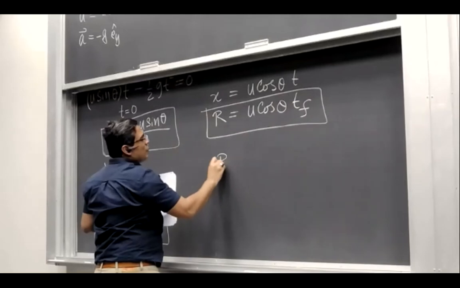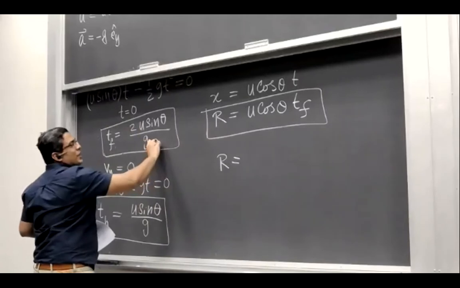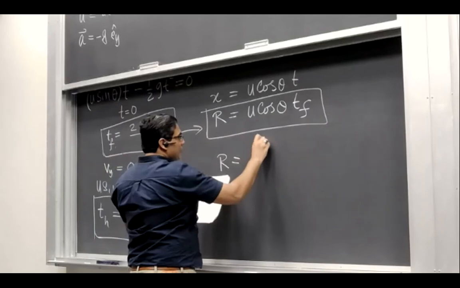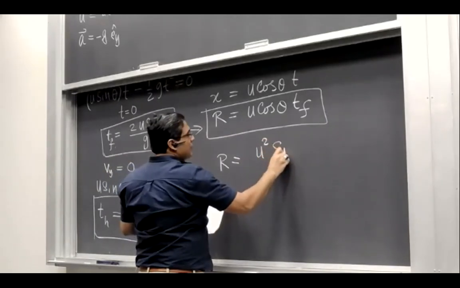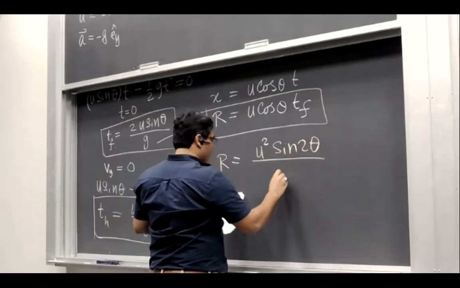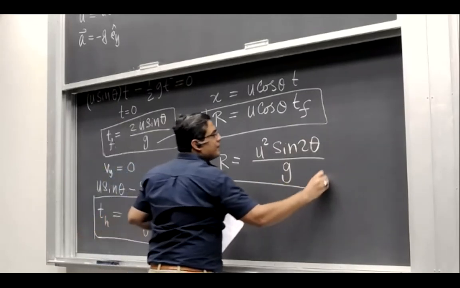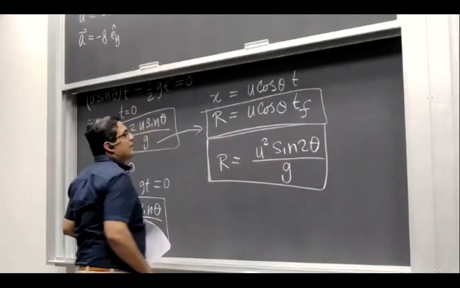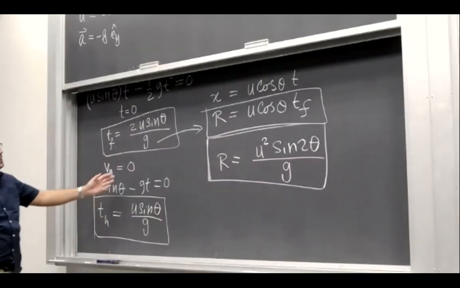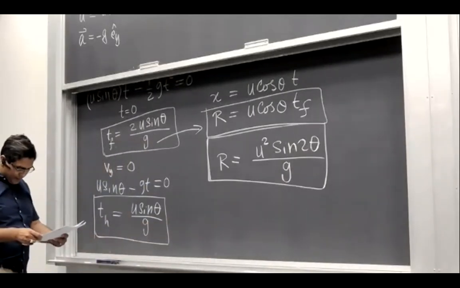Okay. And to get the more explicit form of range, you just introduce the time of flight in this expression from here. And you would get R to be u squared sine 2 theta over g. Okay. This is the range. So you see, it's very simple because we have vectors. We can very easily derive different quantities.